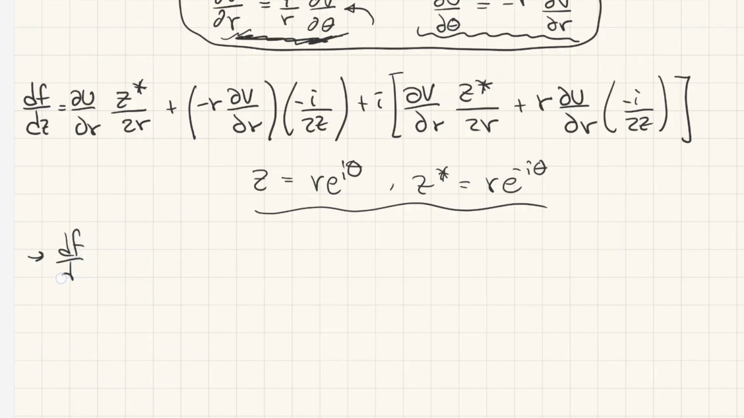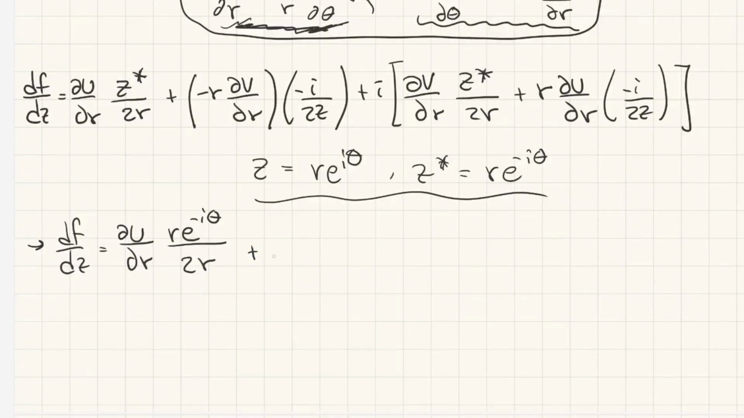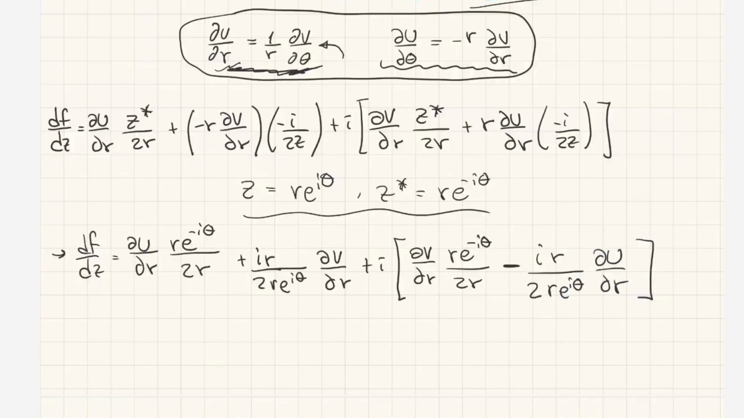So the derivative of f with respect to z is equal to the derivative of u with respect to r, times z conjugate, which is r e to the negative iθ, divided by 2r, plus i r divided by 2z, where z is r e^{iθ}, times the derivative of v with respect to r, plus i, and then the derivative of v with respect to r, times z conjugate, which is r e to the negative iθ divided by 2r, minus i r divided by 2 r e^{iθ}, times the derivative of u with respect to r.